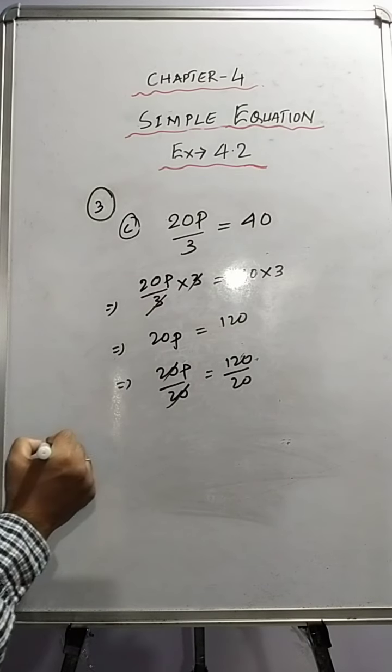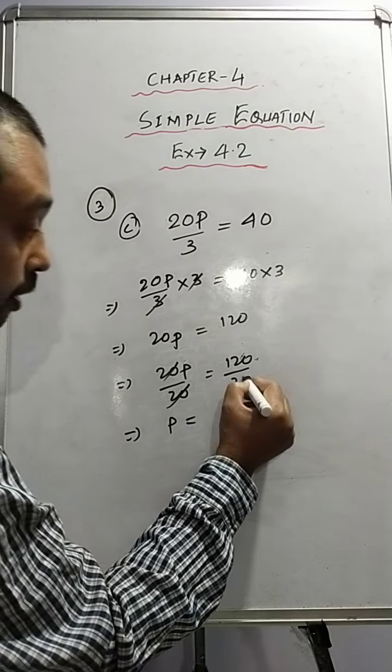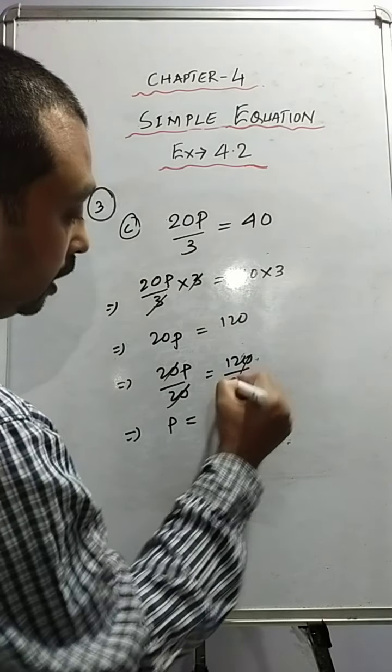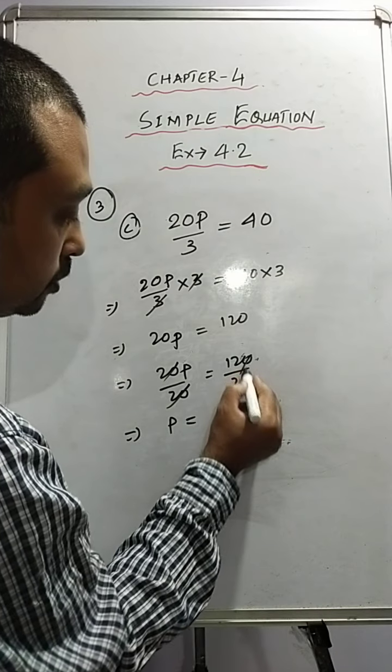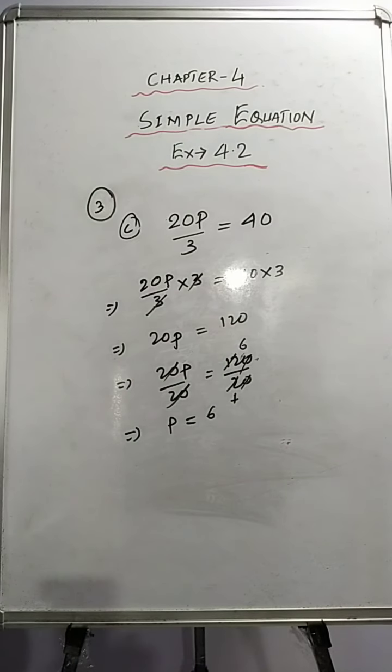Fine, cancel this 20. Now the value of p would be equal to, you need to also reduce it on the right hand side. Reduce this 120 first, 20 1s are 20, 20 6s are 120. So your required answer is 6. Okay, and sum number D, do it yourself.